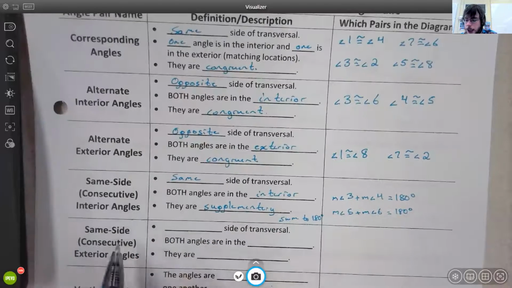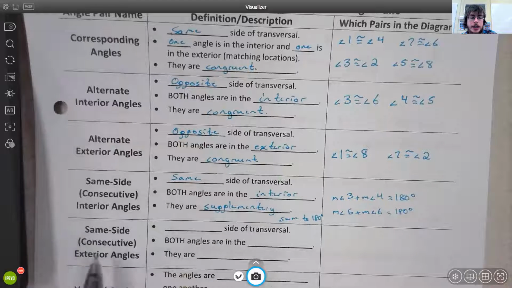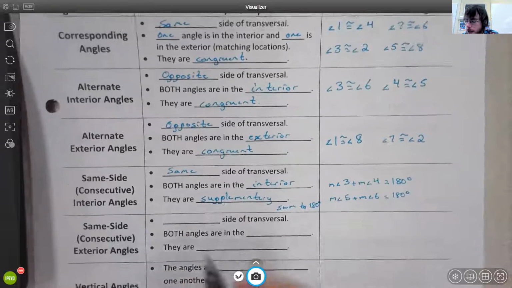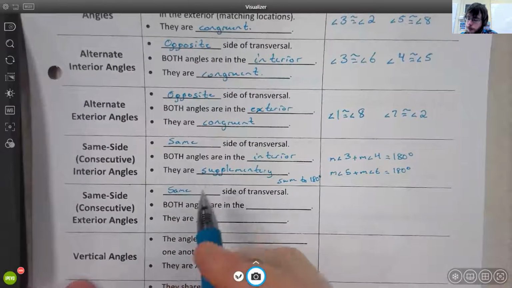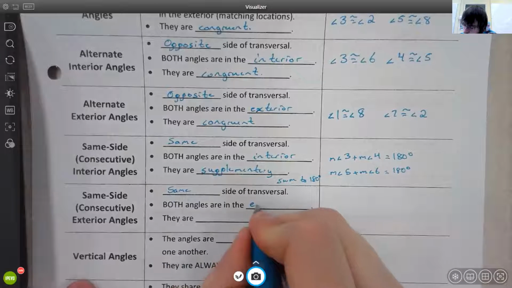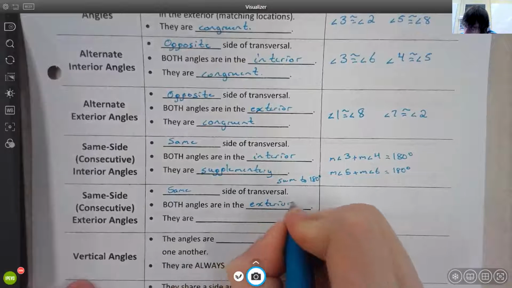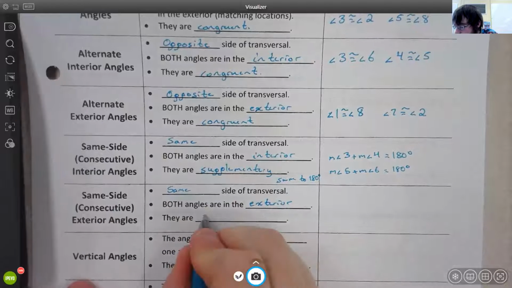Next up, we have same side consecutive exterior angles. And the reason I'm putting consecutive in here is because sometimes on a test or quiz or whatever else, you will see it written as consecutive instead of same side. So you need to know that same side means the exact same thing as consecutive. So these angles are on the same side of the transversal. Both angles are in the exterior. And just like same side interior angles, these are also supplementary.